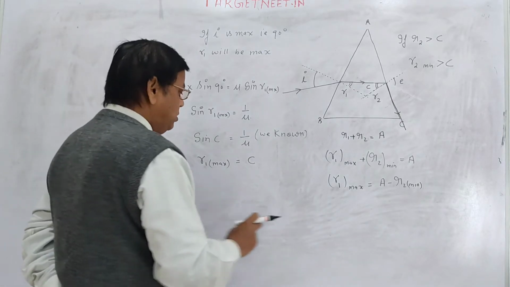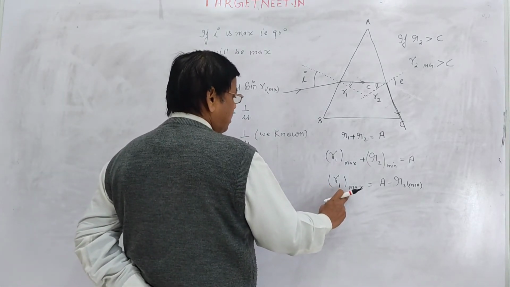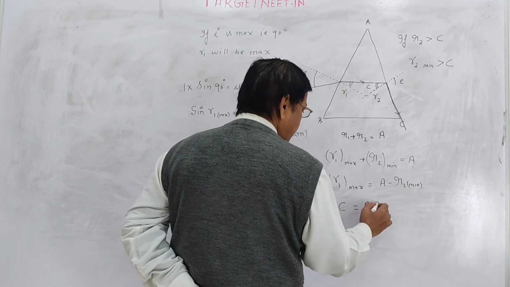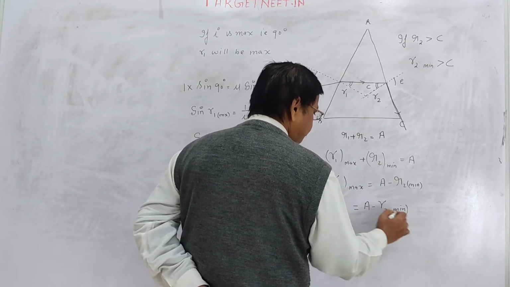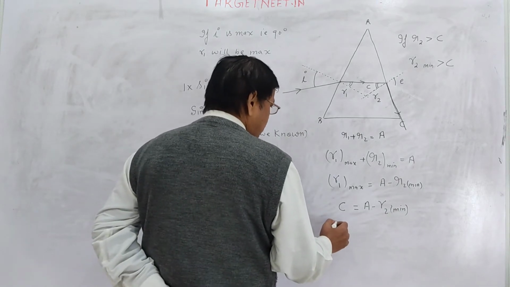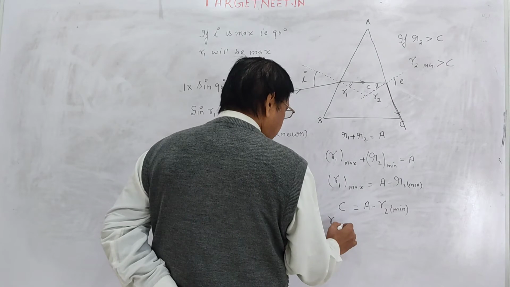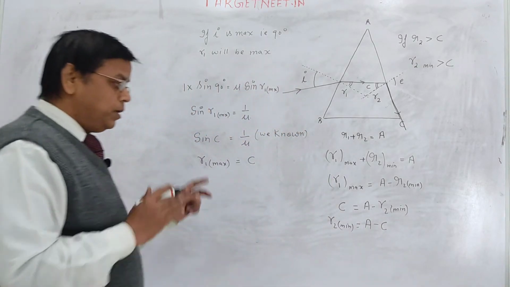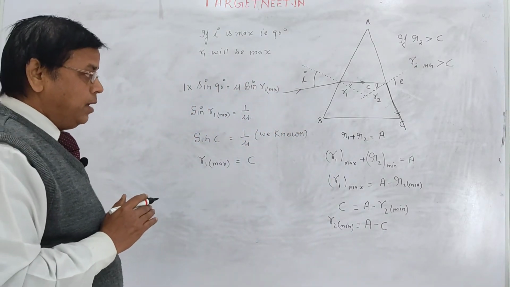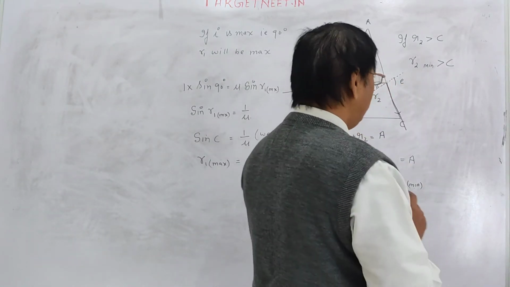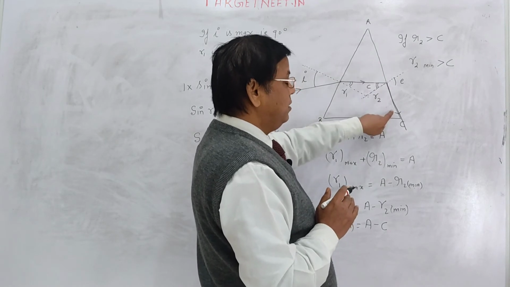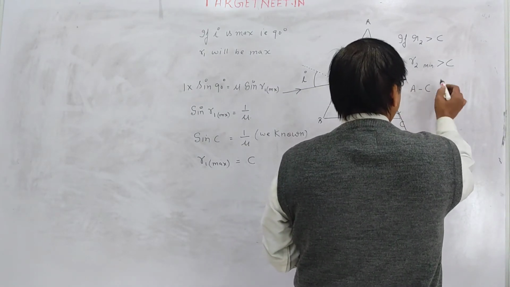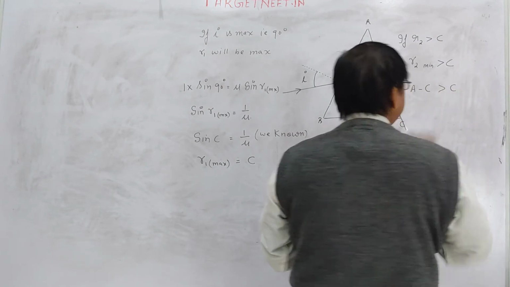Now if I put R1 here, it is C, R1 max. So C is equal to A minus R2 minimum. We can write it like this. So what is R2 minimum from here? R2 minimum is A minus C. We can write here R2 minimum is equal to A minus C. And R2 minimum should be greater than C. Only then light will not come out from face AC for any angle of incidence. So if I put A minus C in place of R2 minimum, and that is greater than C.